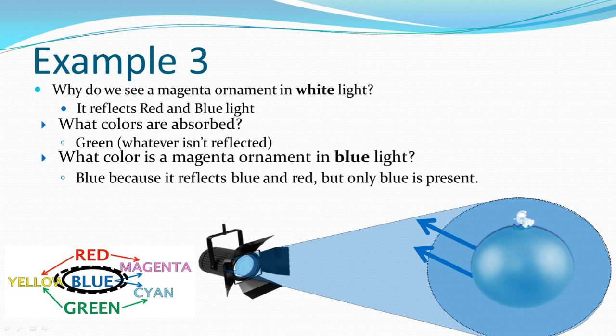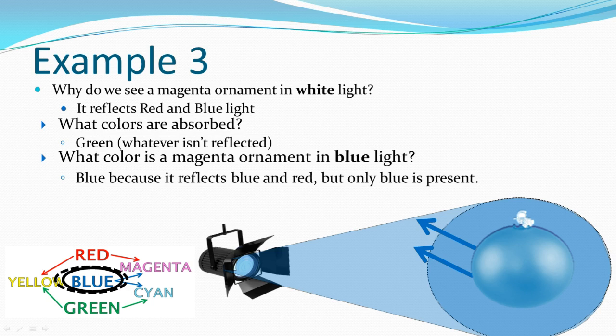If we shine blue light on this, it's going to reflect blue and appear blue. This ornament naturally reflects magenta light. We know that because we can see it as magenta in white light. If it's reflecting magenta light, that means it's reflecting red and blue. It has the ability to reflect red and blue. It has the ability to absorb green.